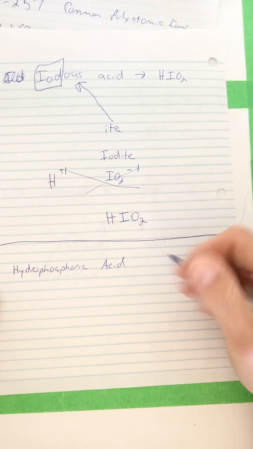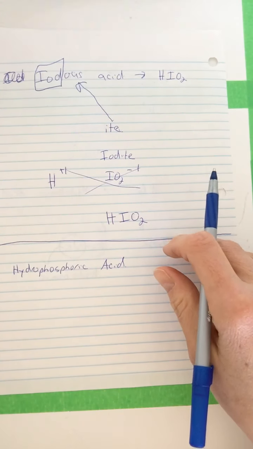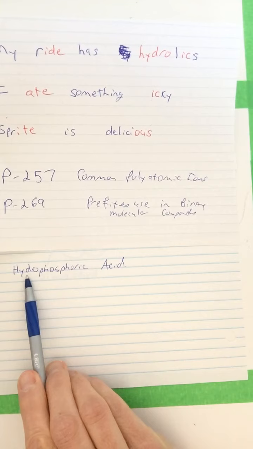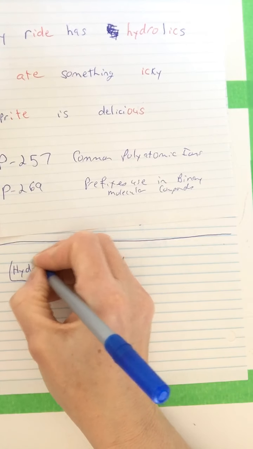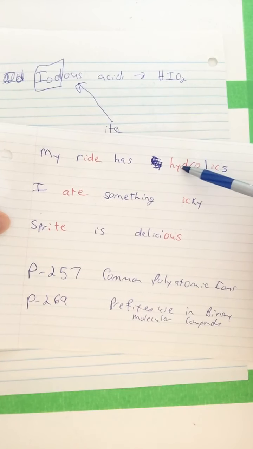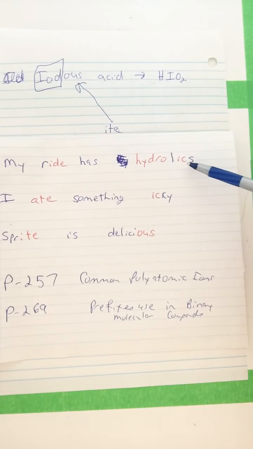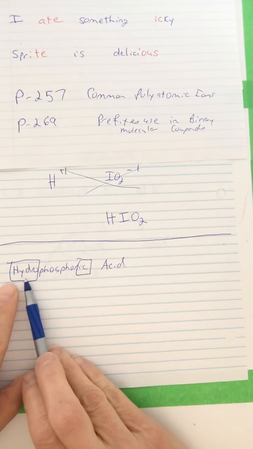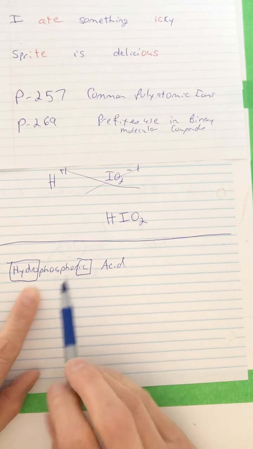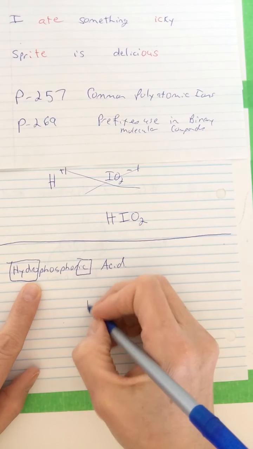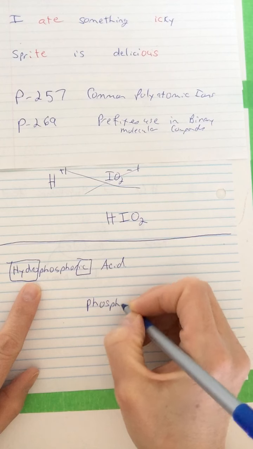I don't know. How do we even start? Well, we look at our little thing here. I can see that I have a hydro and an ick in my name. So I can see it started with the IDE because we have a hydro and an ick in our name. And so let's go back and look. If we took off the hydro and the ick, what would we have? Phosphide.